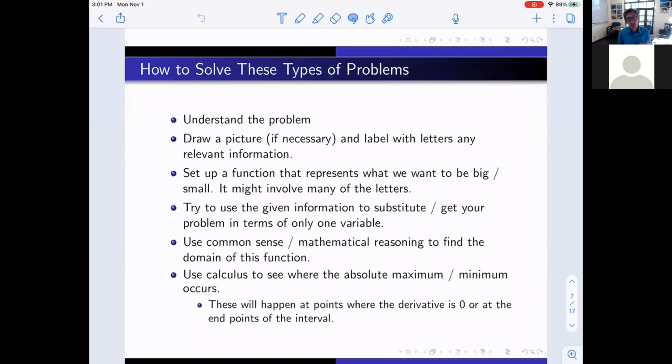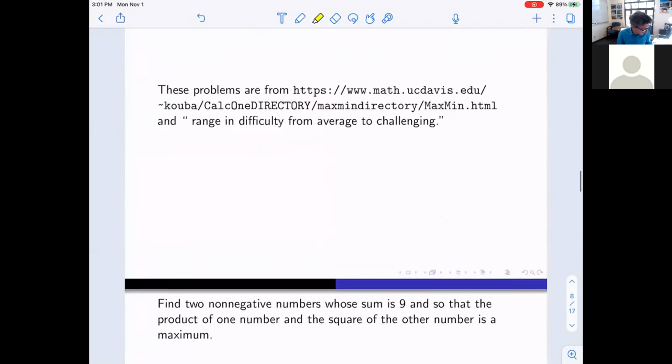But at the end, basically every problem we do is going to involve setting up a function that represents what we're trying to do. And so I'll try to maybe switch between paper and pencil and using Desmos to get some of the answers here. But I think it's best to just dive in with some examples.